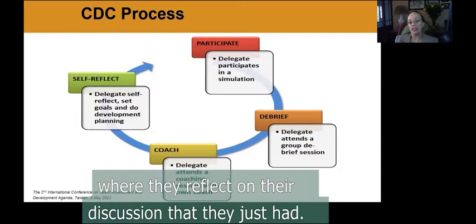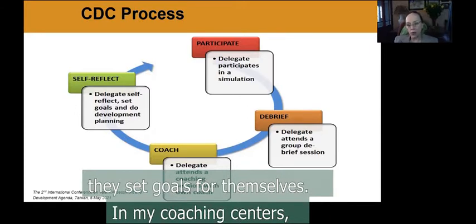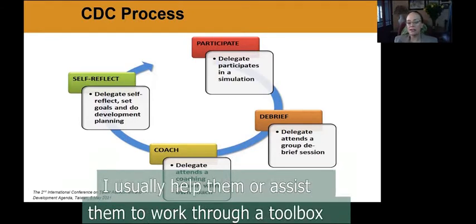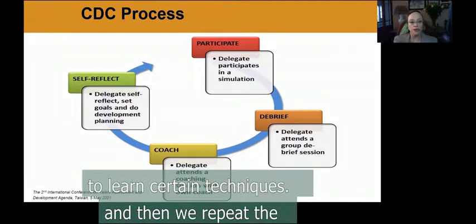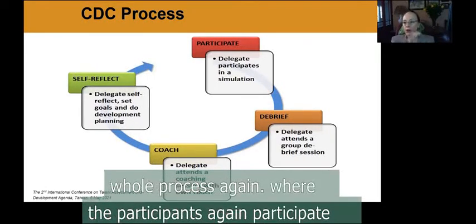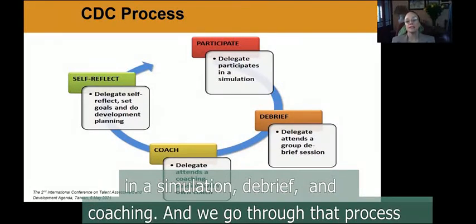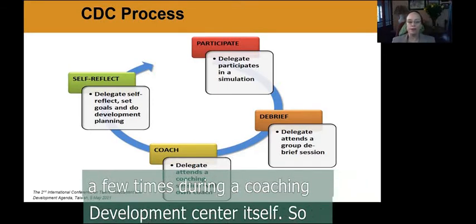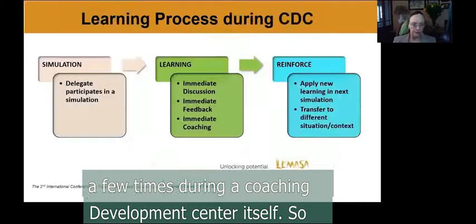After the coaching session, there's some time for the participant to do some self-reflection where they reflect on the discussion that they just had. They set goals for themselves. In my coaching centers, I usually assist them to work through a toolbox to learn certain techniques. And then we repeat the whole process again, where the participant again participates in a simulation, debrief, coach, and we go through that process a few times during a coaching development center itself.